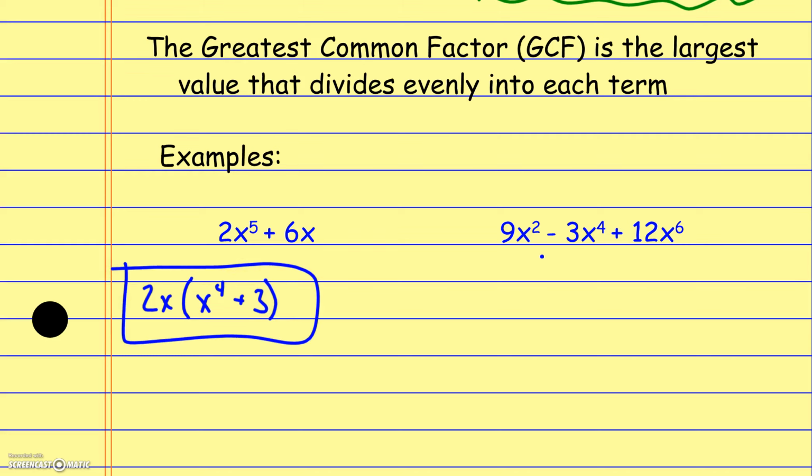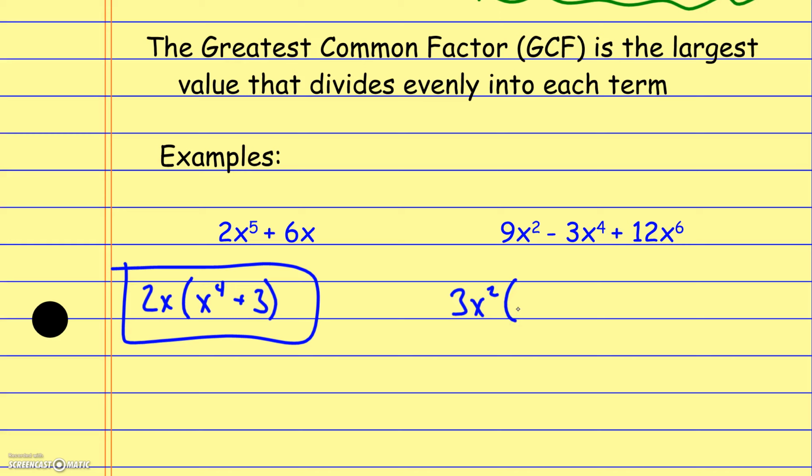When I look at this next one, again, I'm factoring out the greatest common factor, so I'm looking for the largest thing that divides evenly into each of these. As I look at the numbers, the largest number that I can divide out evenly is a 3. When I look at an x squared, an x to the 4th, and x to the 6th, the most x's I could take out of all three of these would be an x to the 2nd, because they each have at least 2. And now I'm just going to divide that thing out.